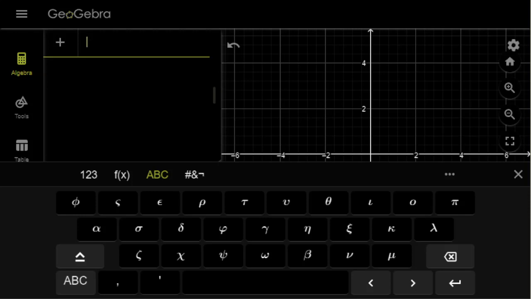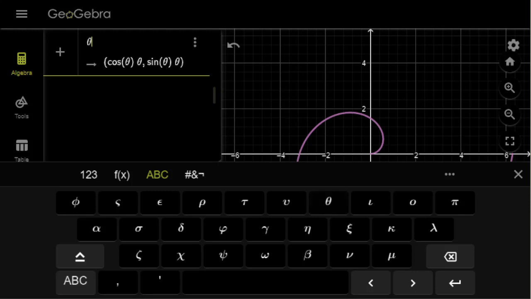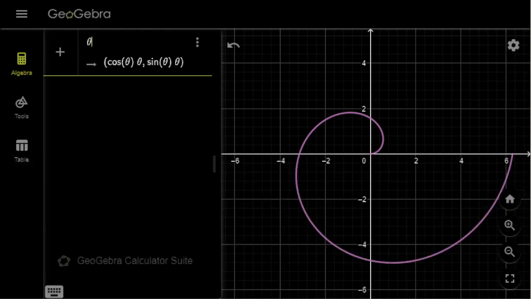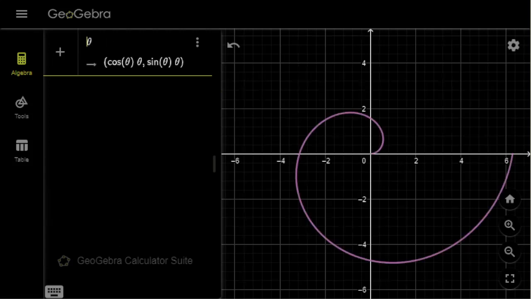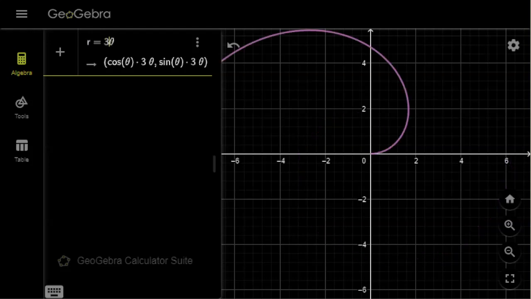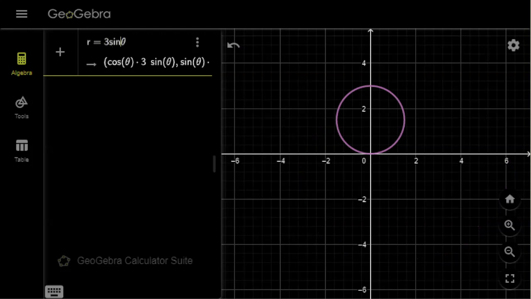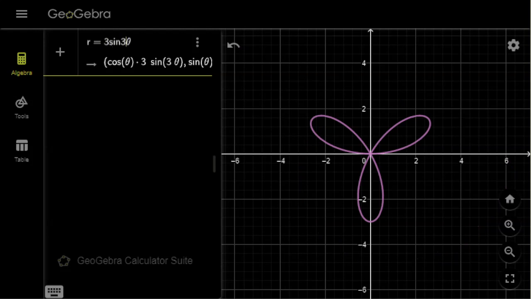That is, in fact, the only way to get theta to show up in your graph, but you can go ahead and click on that, and then you have theta here, and you can type around that. So apparently theta equals 1 does not work. Good to know. But if you want something like r equals 3 sine theta, you can go ahead and graph that. If you want r equals 3 times the sine of 3 theta, you can go ahead and graph that.